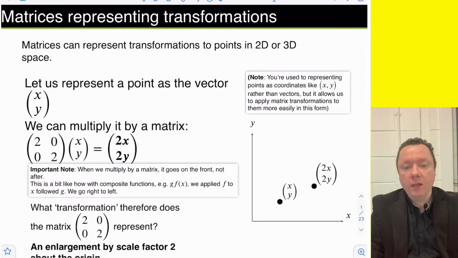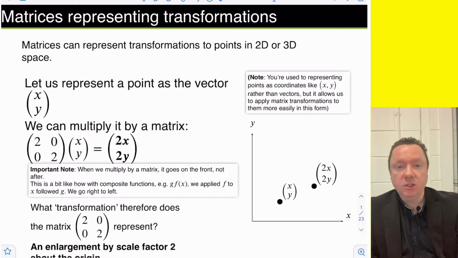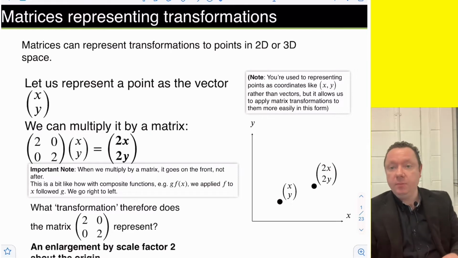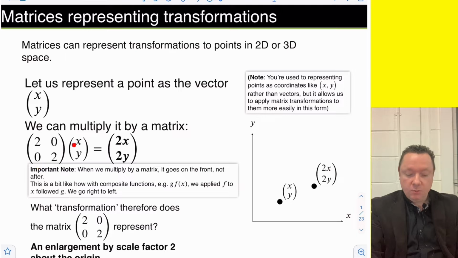So today we're going to look at matrix transformations. Matrices can represent transformations in 2D or 3D space. So let's take a point x, y. If we multiply that by say 2, 0, 0, 2, we would get 2 times x plus 0 times y. That would give me 2x. And we would get 0 times x plus 2 times y, which gives me 2y.